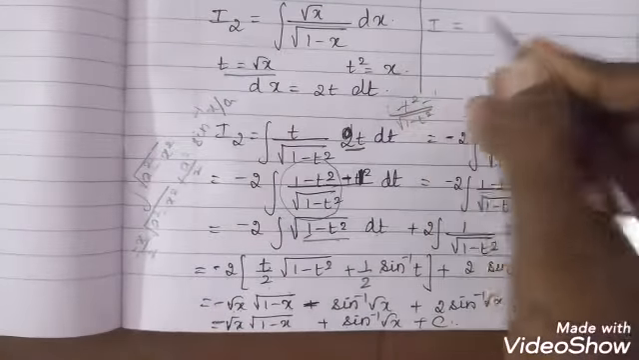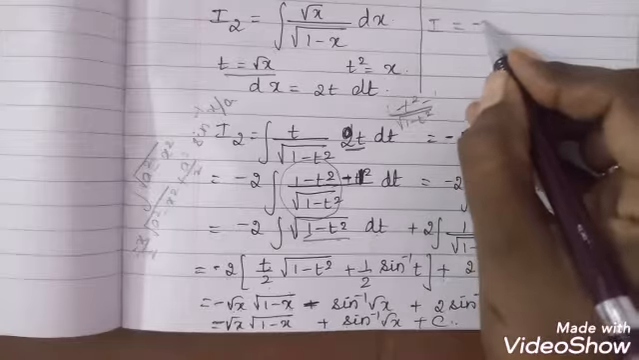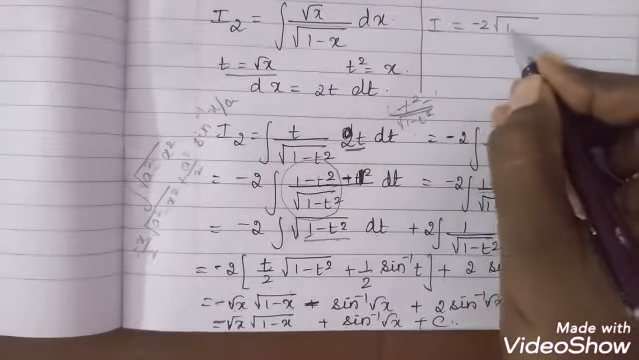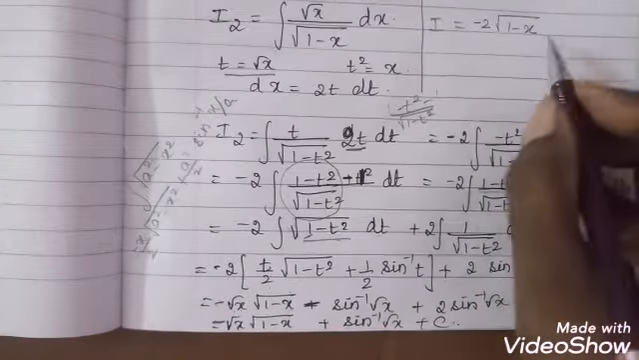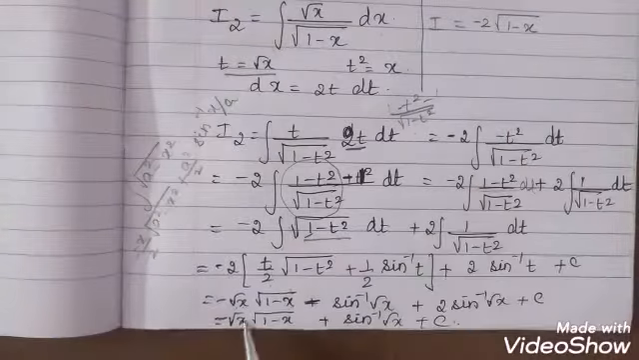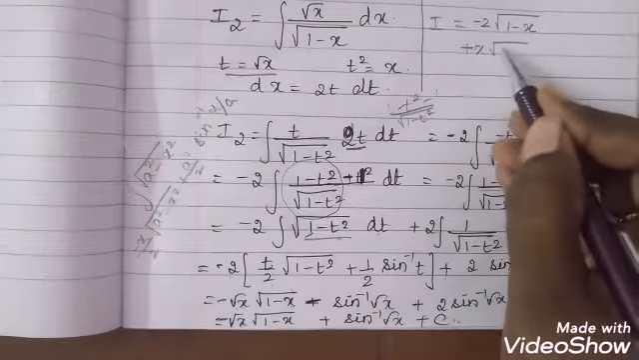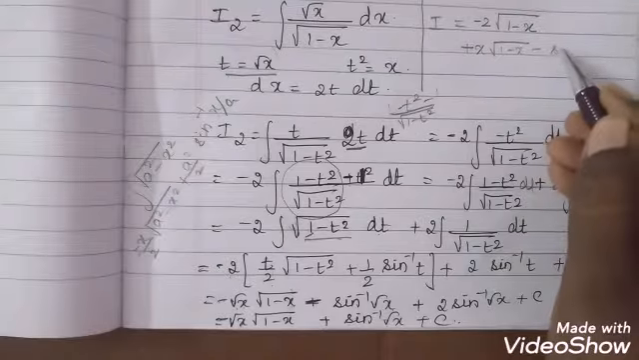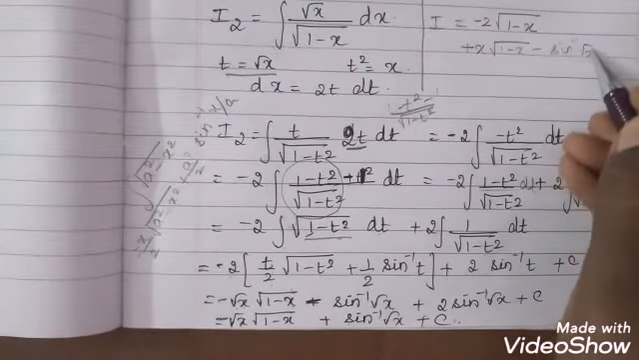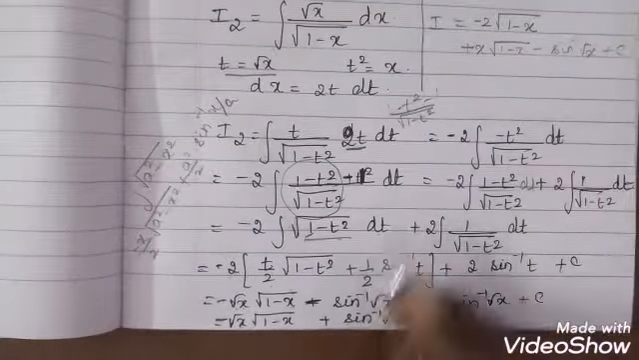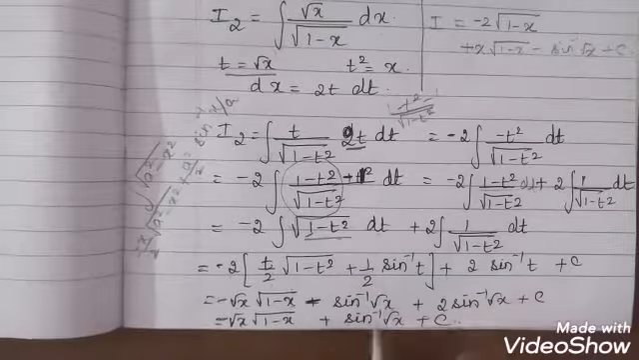I'll write the conclusion here. Your I is equal to I1 minus I2. What is your I1? Minus 2 into root of 1 minus x you get here. What is your I2 there? Minus I2 you get. So what will be minus I2 here? It's plus x into root of 1 minus x minus sine inverse of root x plus a constant. This is what you have here. This is your evaluation of this integral.